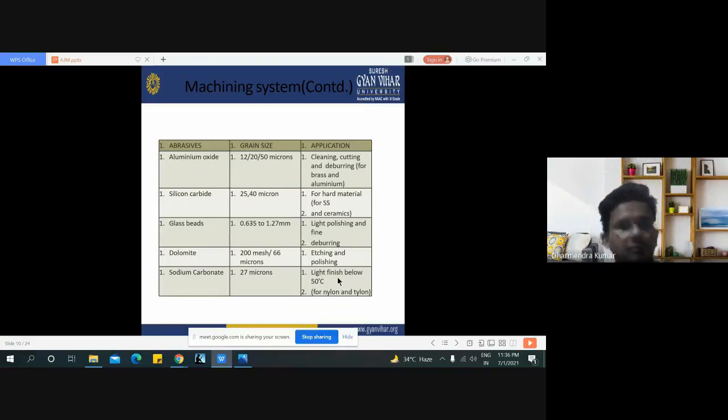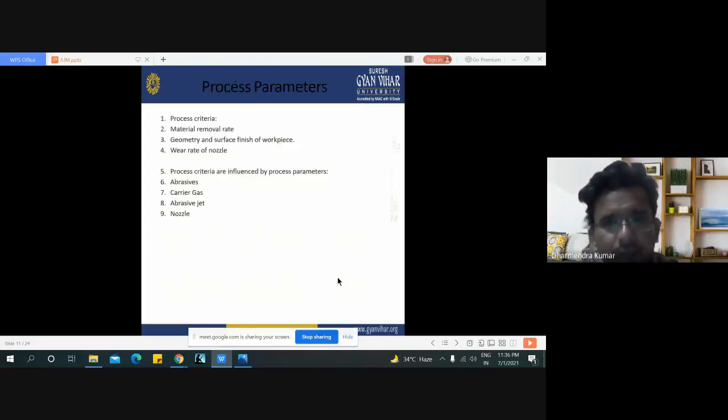This is the various application of abrasive particle with their grain size. In these particular applications, we use these type of abrasive particles with air apart from pure oxygen. Here are some process parameters, like process criteria of material removal rate, what is the geometry, and which type of surface finish of workpiece we have to require, wear rate of the nozzles.